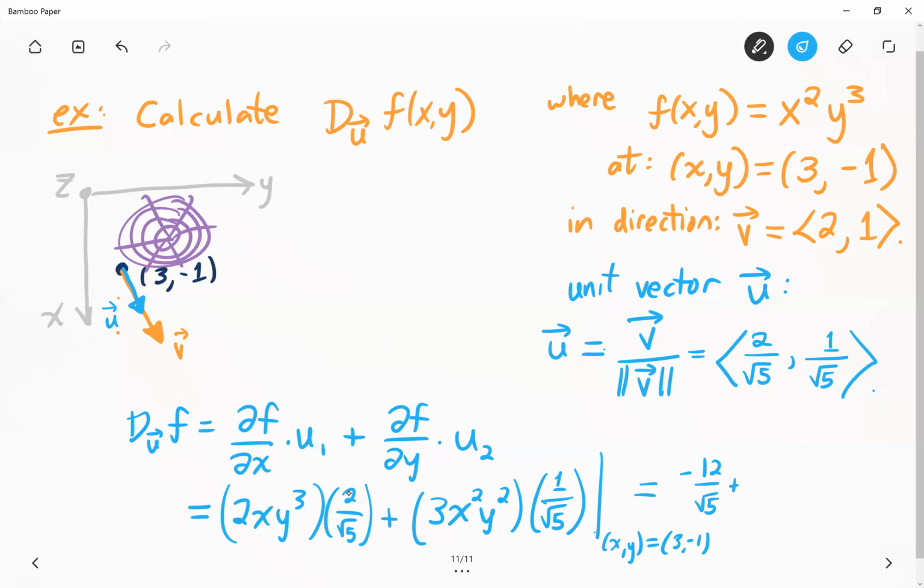Plus, so I've got 3x squared. That's 9. y squared is 1. 3 times 9 times 1, that's 27. This is plus 27 over radical 5, which is, see, 27 minus 12 is 15.